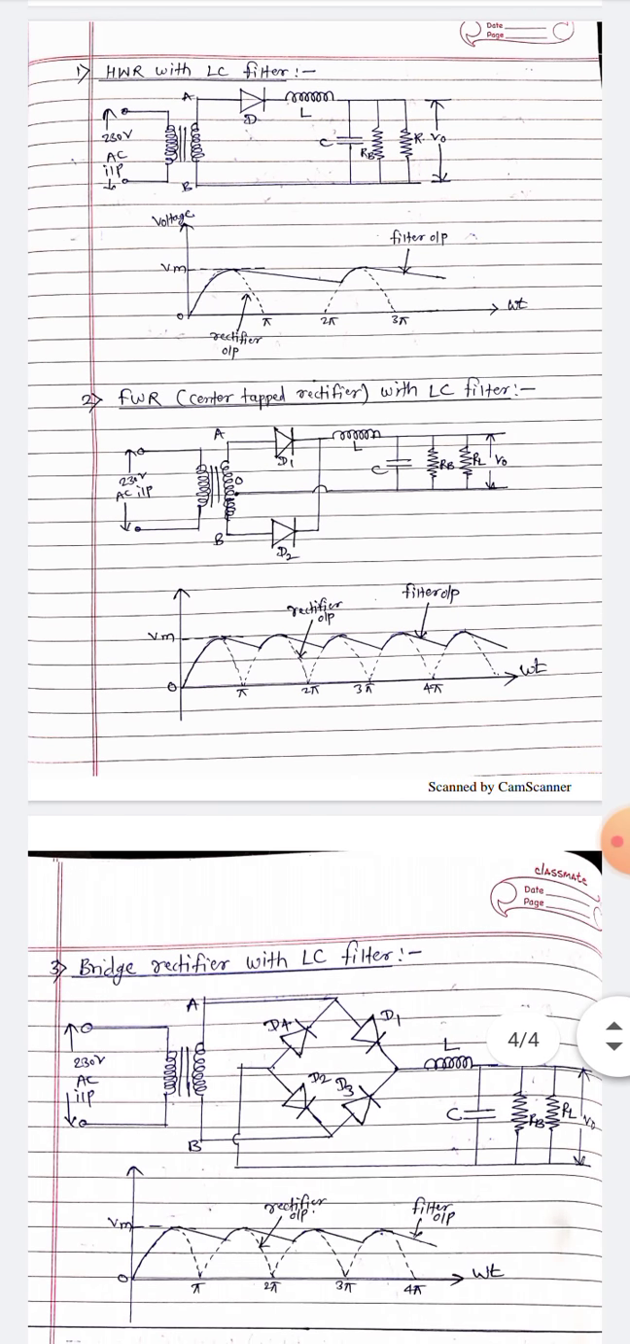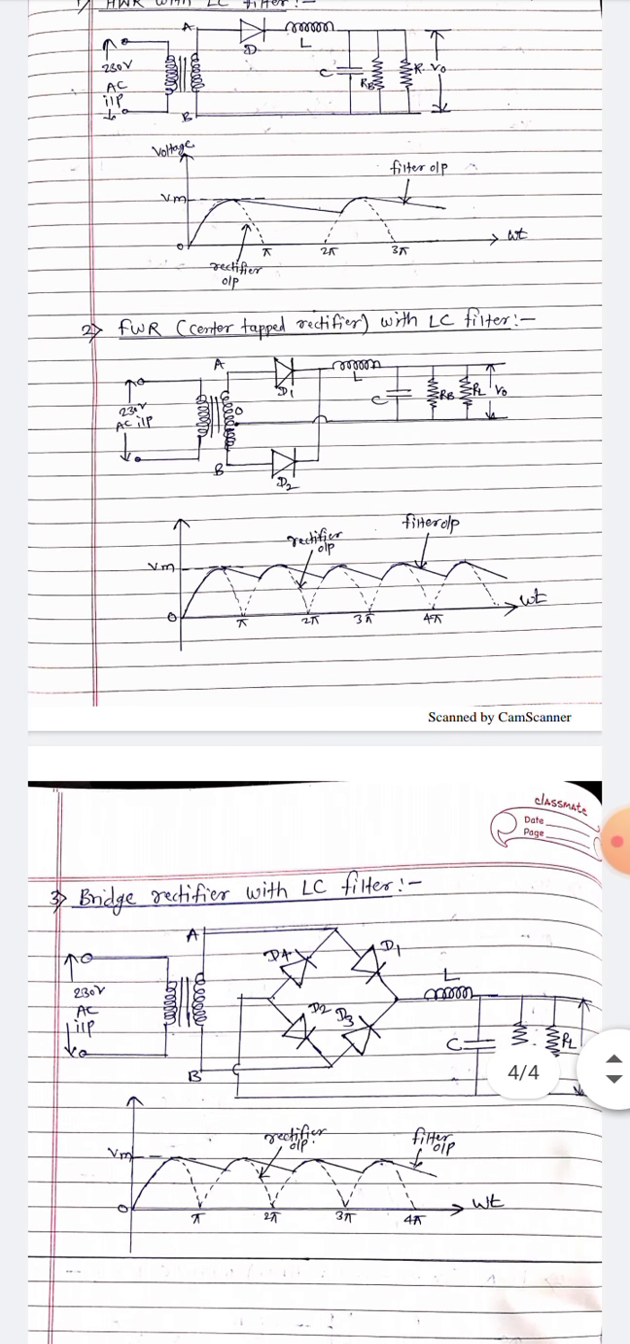Then for the full wave rectifier, the 230 volt 50 hertz voltage is given to the primary of the transformer. Then the secondary of the transformer is connected to the two diodes with the help of a center tap transformer. Then an inductor is connected in series with the diode circuit, and a capacitor, bleeder resistor and load resistor are connected in parallel with this circuit.